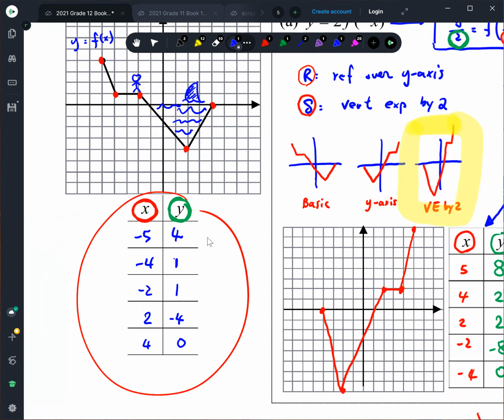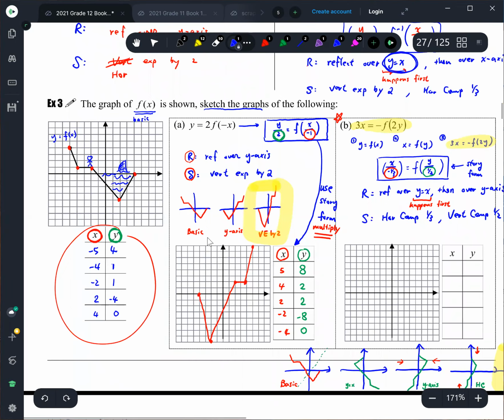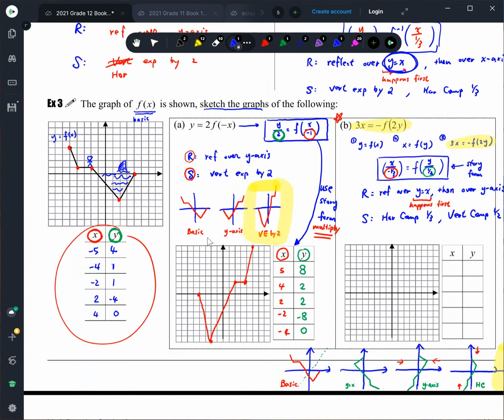Would it be the x, would it be 4 and then the y -5? Yes, so x and y need to flip first. Understand? Yep. Okay, so can you tell me what's the new x value? 4, -5. X values: 4, 1, 1, -4, 0. Yeah. Okay, and then the y values: -5, -4, -2, 2, 4.